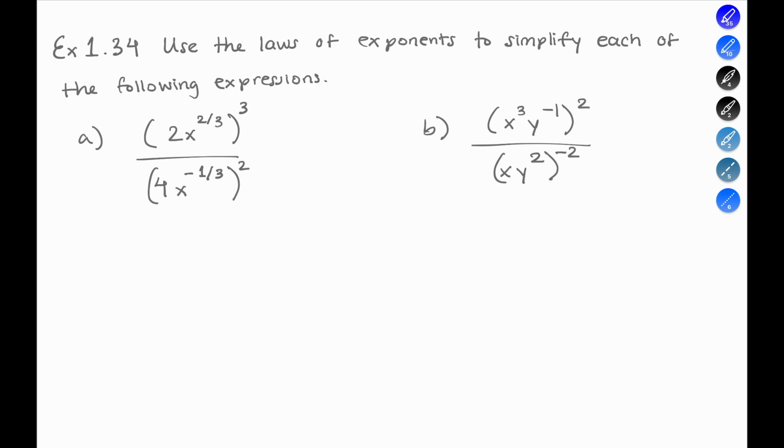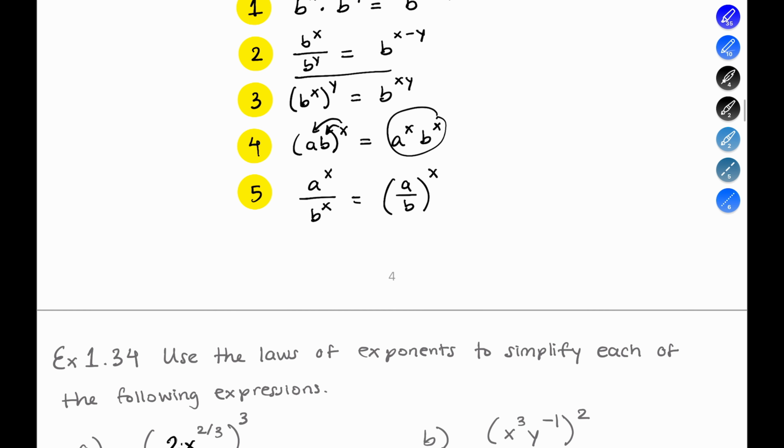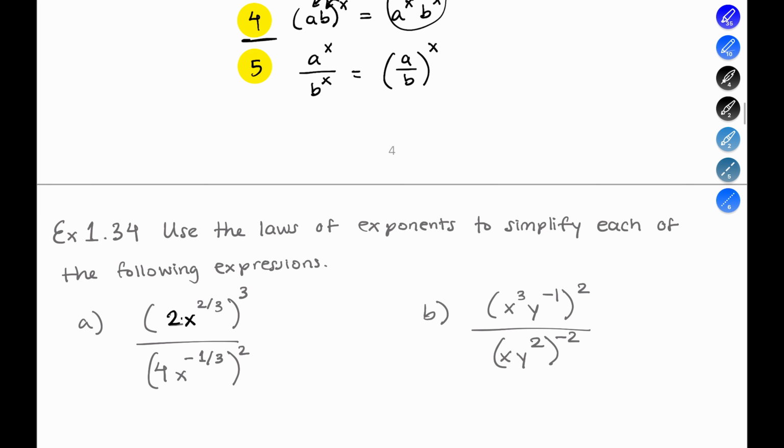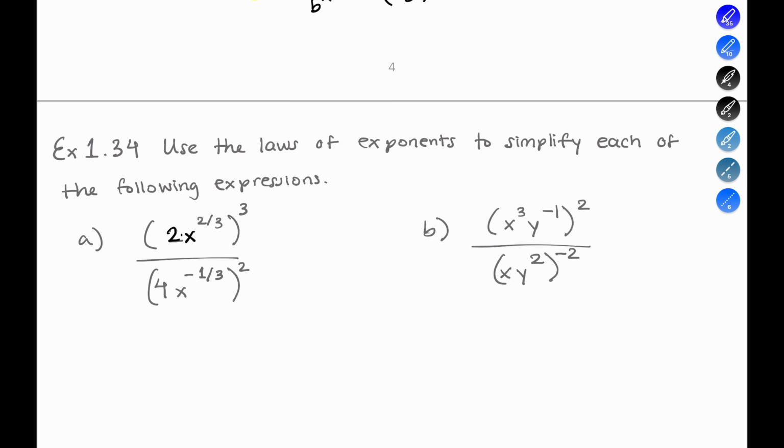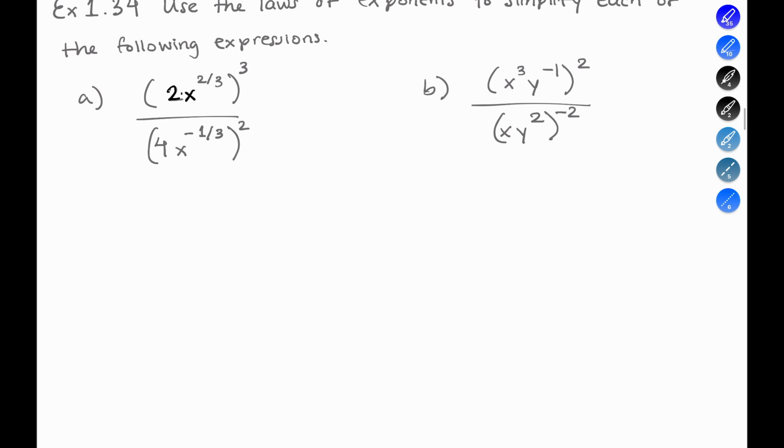So we notice that this 2 is being multiplied by this x to the power of 2 over 3, and everything is being raised to the power of 3. So using the fourth law, this one right here, we can distribute the 3 to both the 2 and the x to the power of 2 over 3. So if we do that, we would get 2 to the power of 3 times x to the power of 2 over 3 times 3.